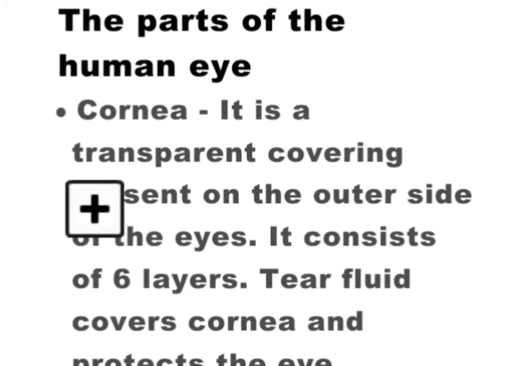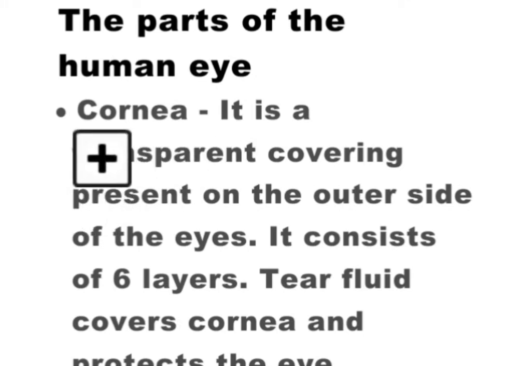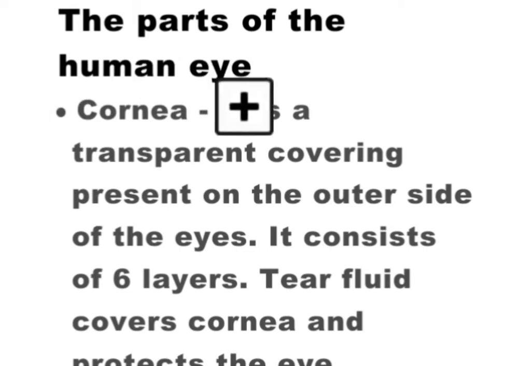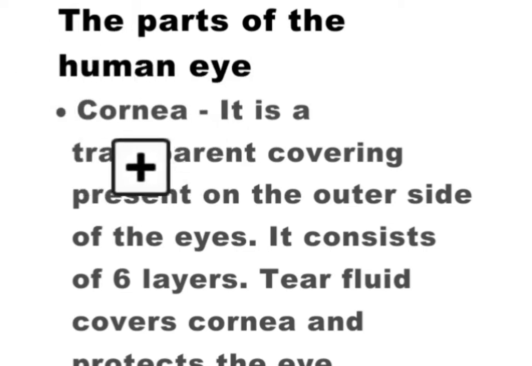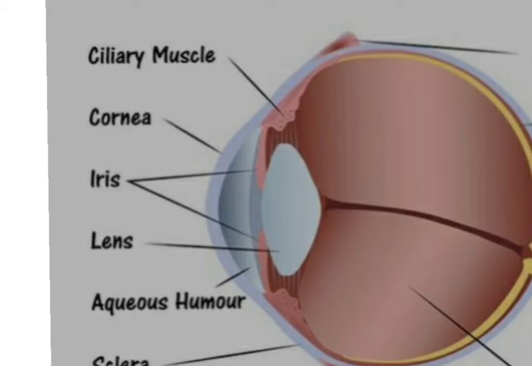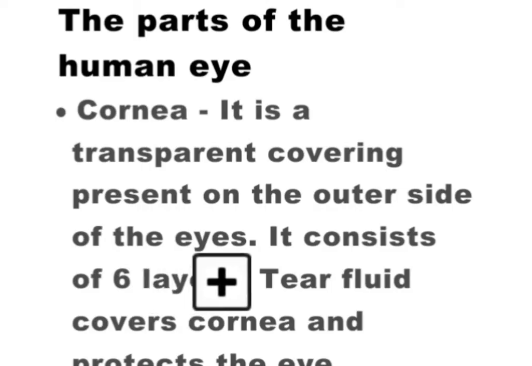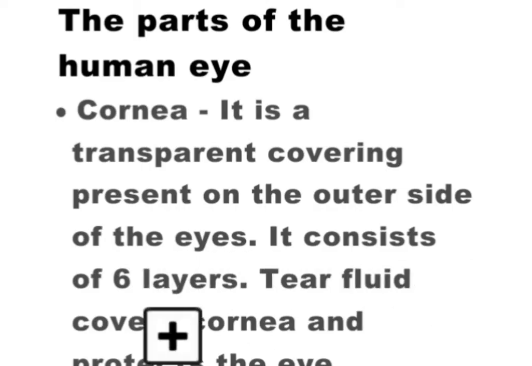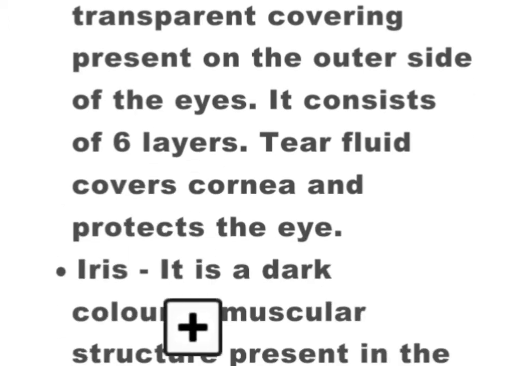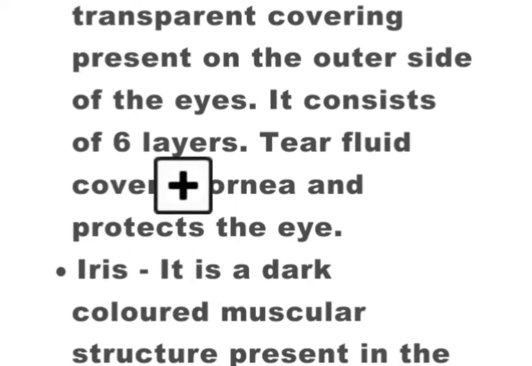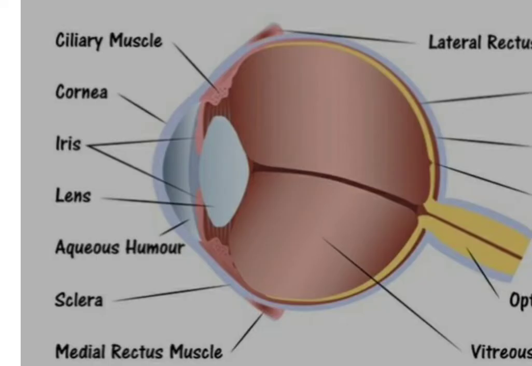If we describe the structure of the eyeball, the front upper layer is called the cornea. It is a transparent covering present on the outer side of the eyes. It consists of 6 layers. Cornea is formed by 6 thin, transparent layers. Tear fluid covers the cornea and protects the eye.